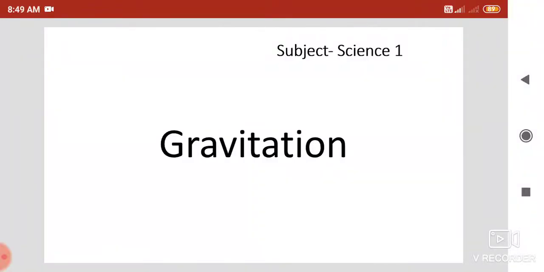Hello students, today I am going to start with the revision of the first chapter, gravitation. Today we are going to study about gravitational potential energy. Before studying gravitational potential energy, let us see what we mean by potential energy.